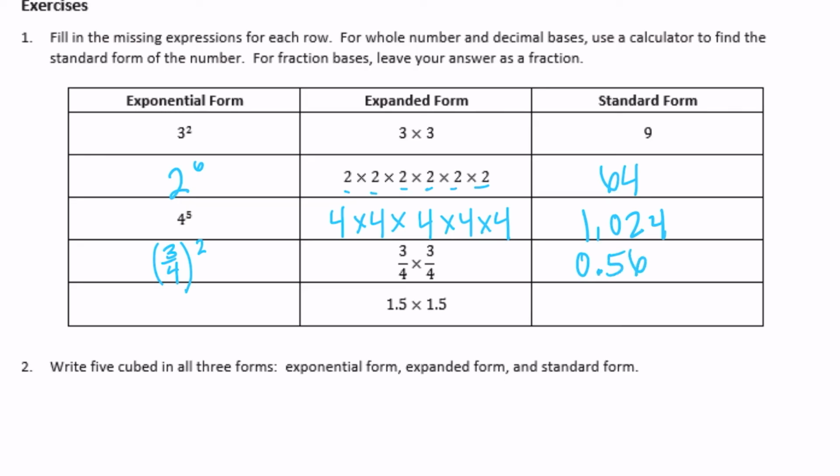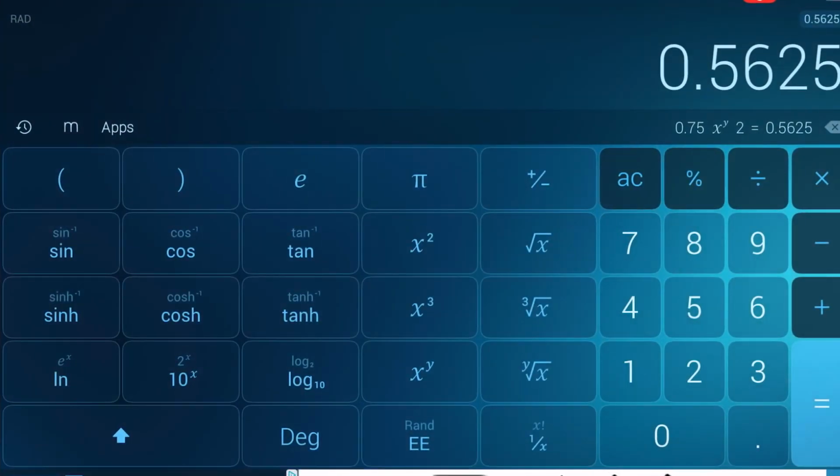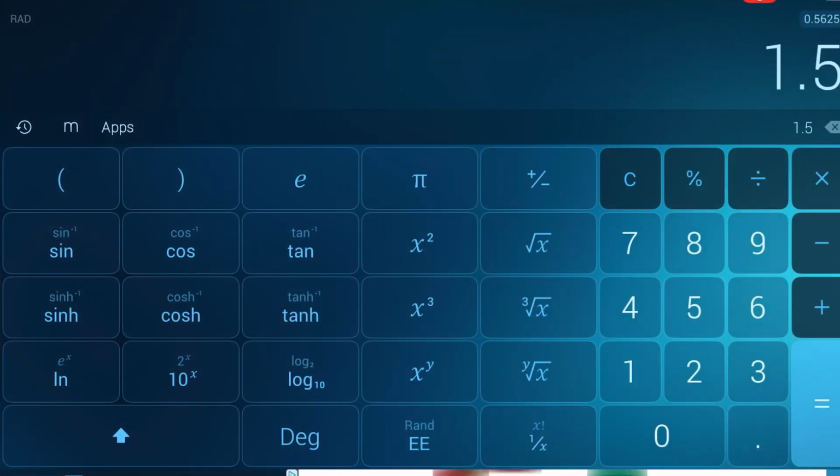1 and 5 tenths times 1 and 5 tenths would be, again, since there's more than one digit and it has a decimal point, I'm just going to add that. So 1 and 5 tenths to the second power is 2 and 25 hundredths.